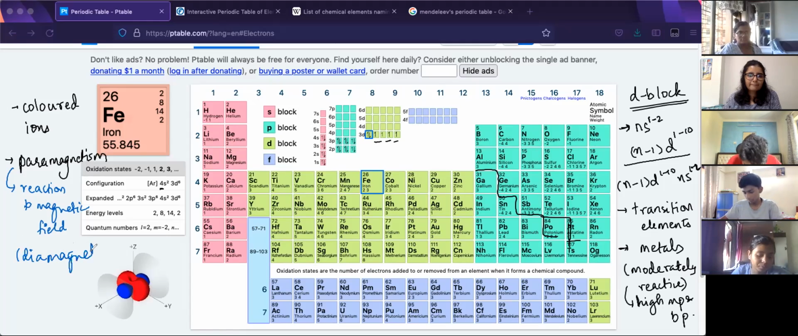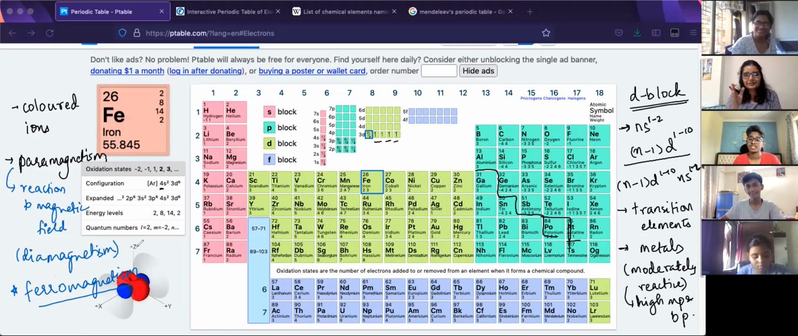Diamagnetism is when it is completely unaffected by a magnetic field. Okay. And apart from these two, there's something called ferromagnetism. So ferromagnetism is basically paramagnetism on steroids. At least I call it that.